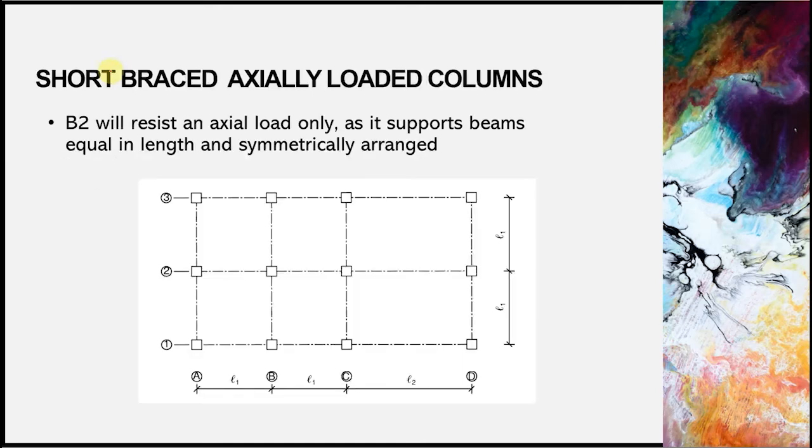We look at that. B2 will resist axial load as it supports beam equal in length and symmetrically arranged. So kalau you tengok dalam gambar rajah ni, B2 ni kita panggil dia as axially loaded column only because of dia punya loading adalah symmetry, maksudnya betul-betul dekat tengah-tengah lah. So it is only axial load sahaja.